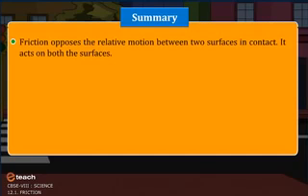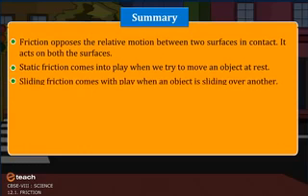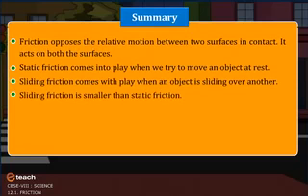Summary. Friction opposes the relative motion between two surfaces in contact. It acts on both the surfaces. Static friction comes into play when we try to move an object at rest. Sliding friction comes into play when an object is sliding over another. Sliding friction is smaller than static friction.